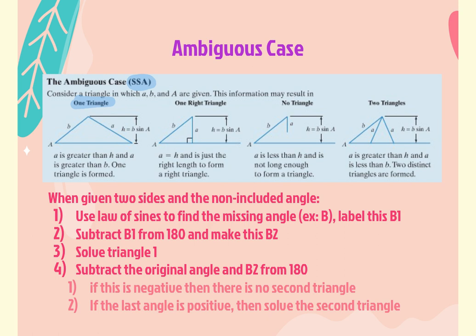One right triangle can be formed, which doesn't happen too much, but no triangle can be formed, meaning that there's no way for those measurements to form a triangle. And most annoyingly, two triangles can be formed. And this is why that happens.